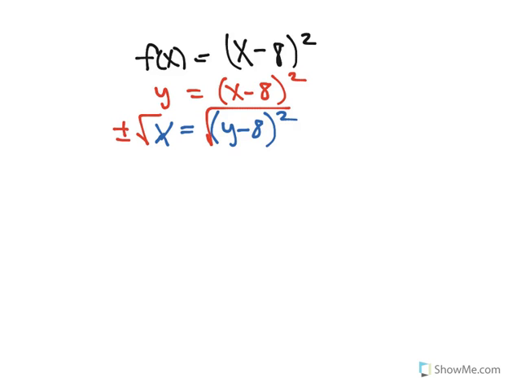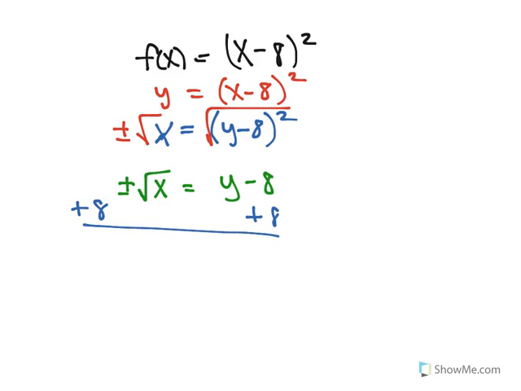Now, to get rid of the square, I take the square root of both sides, but make sure once again you do plus or minus. When I do that, I get plus or minus the square root of x equals y minus 8. Now, to get the y by itself, I'm going to add 8 to both sides, and I get 8 plus or minus the square root of x equals y.